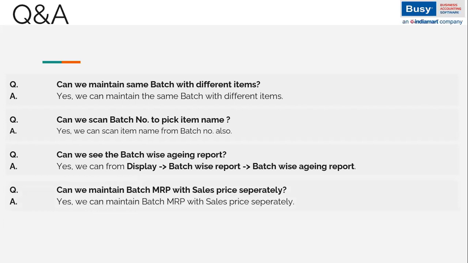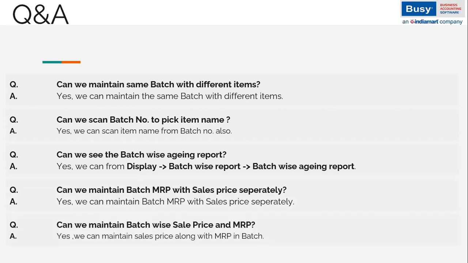Can we maintain batch MRP-wise sale price separately? Yes, you can maintain batch MRP and sale price separately, because an item may have multiple batch numbers, multiple lot numbers. Along with those multiple batch numbers, each may have a particular MRP for that batch number. So along with the batch number, you can maintain MRP and sale price simultaneously. Can we maintain batch-wise sale price and MRP? Yes, you can maintain sale price along with MRP in batch number also.